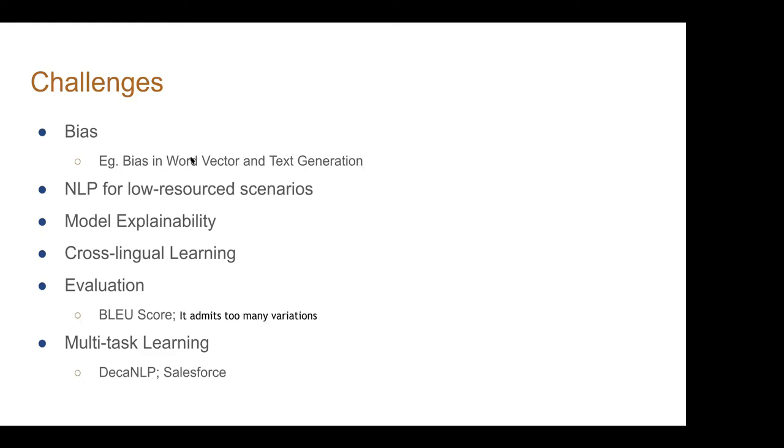Cross-lingual learning is basically building models for different languages, like say you have English, French. It could be for machine translation, it could be for any other NLP task. Evaluation, okay, because this is too advanced.